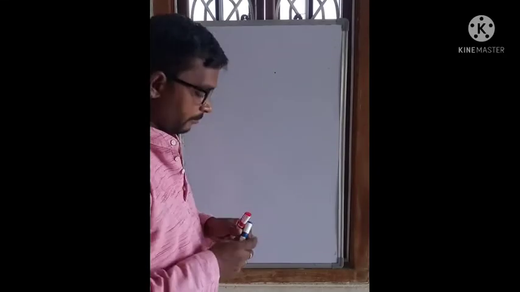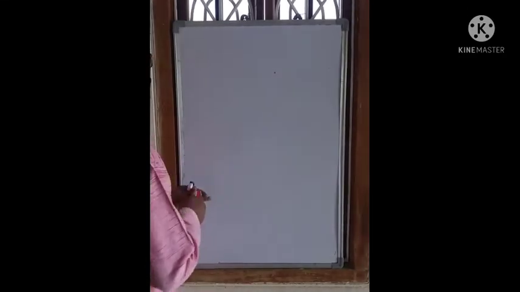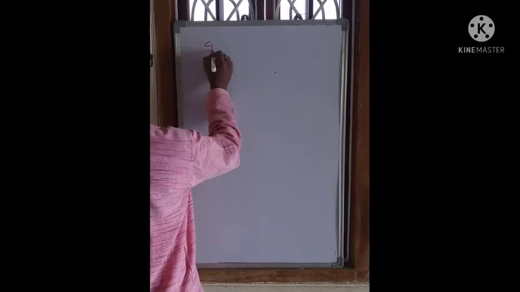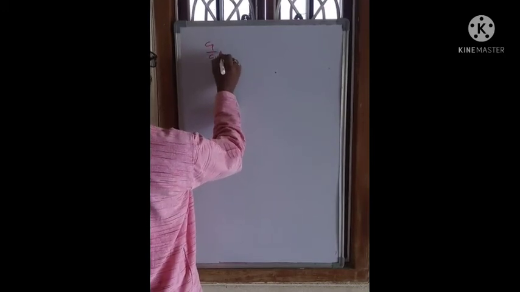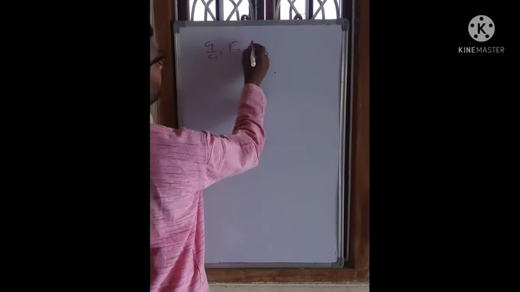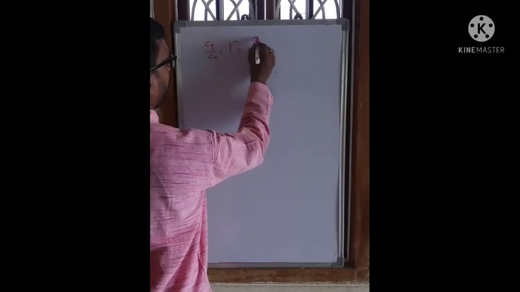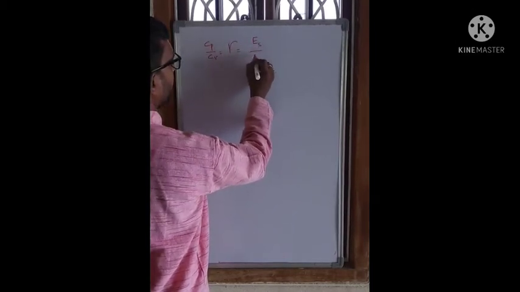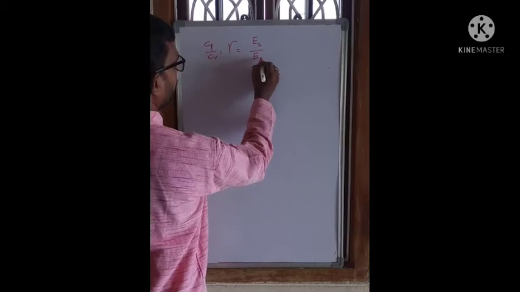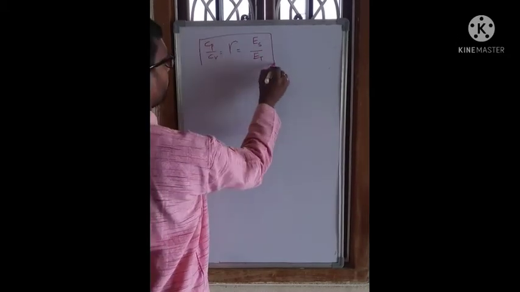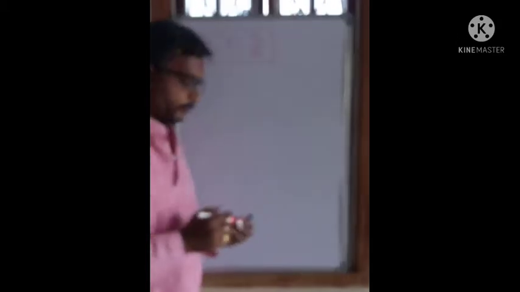Today we are going to derive an equation. Cp by Cv equal to gamma, that is equal to Es by Et. So this one we are going to derive today. Let us see what it means.